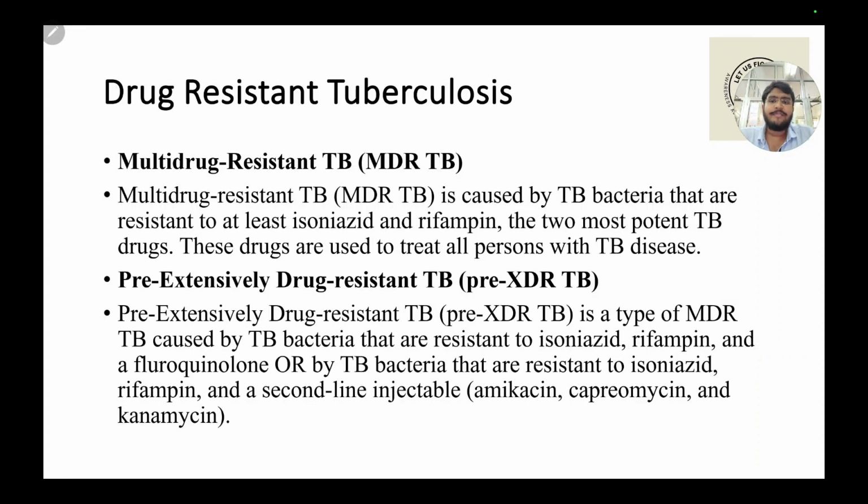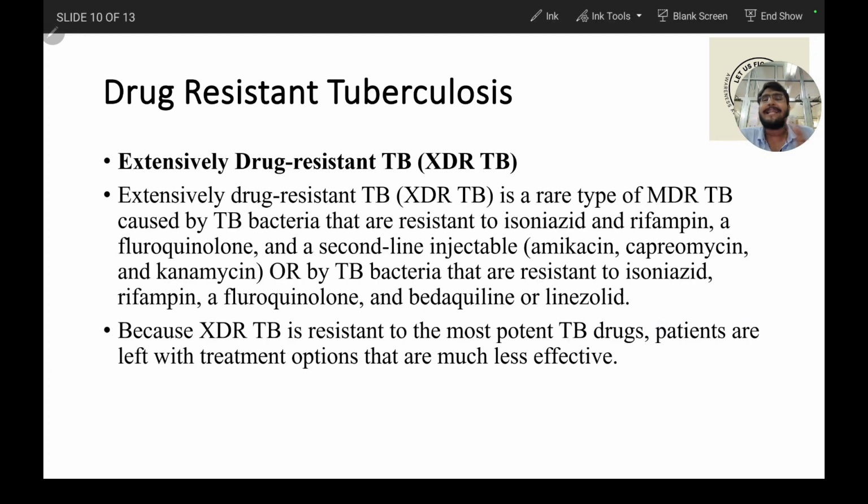So in the previous video, we tried to understand the different types of drug-resistant tuberculosis, wherein we said that there is multiple drug-resistant TB, which is called MDR TB. You have pre-extensively drug-resistant TB, which is pre-XDR TB. And finally, you have extensively drug-resistant TB, which is also called XDR TB.